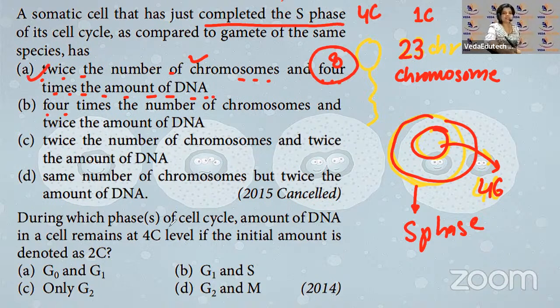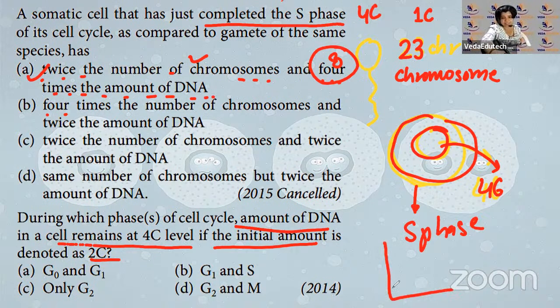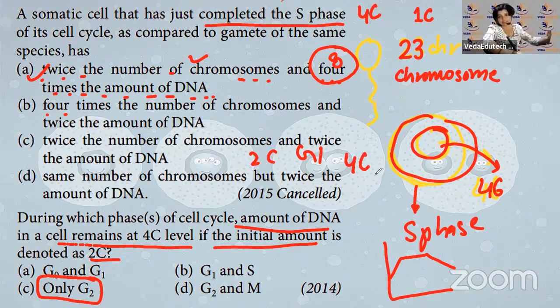During which phase of the cell cycle does the amount of DNA in the cell remain at 4C level if the initial amount is 2C? You know this. We drew that graph, right? 2C to 4C, then 4C. So it stays constant in which phase? It stays constant at 2C in G1 and it stays constant at 4C in G2. So it is only G2.